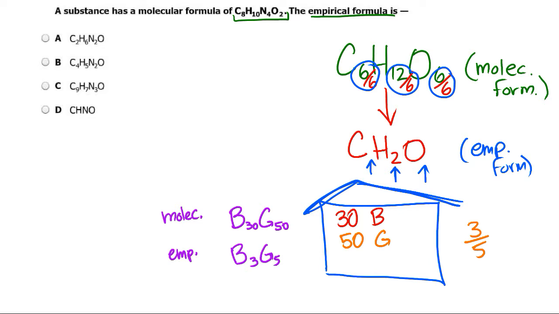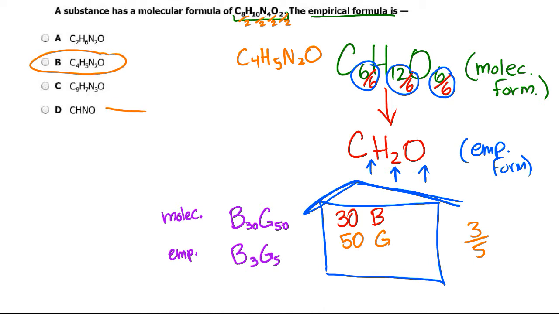Take the smallest number, divide by them. 8 over 2, 10 over 2, 4 over 2, and then our actual smallest number, 2. And you end up getting C4H5N2O. And that is all there is to empirical formula.